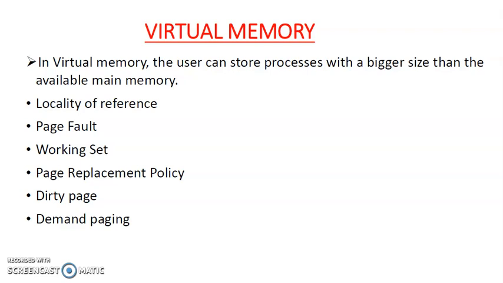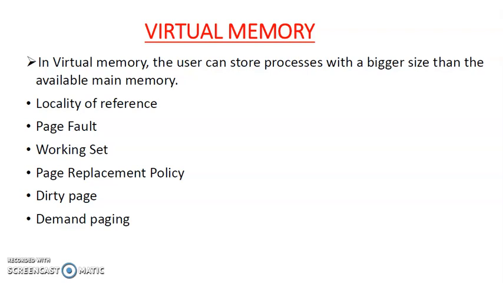Then the next one is page fault. When a process is executing with only a few pages in memory, and an instruction is encountered which refers to an instruction or data in some other page which is completely outside the memory, then a page fault will occur. Then the next term is working set. At any time a process has a number of pages in physical memory. The set of pages in physical memory actively referred to at any moment is called the working set.